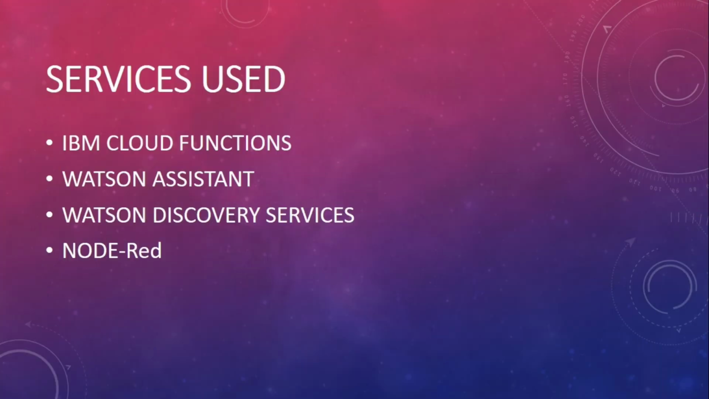So, in order to do the project, we are using IBM Cloud Services, which contains a number of functions that can be used. The services we use are IBM Cloud Functions, Watson Assistant, which is IBM's personal assistant, Watson Discovery Services to train the assistant based on AI, and Node-RED to create a web page and user interface without HTML coding. Now, let's move on to the technical part of our project.